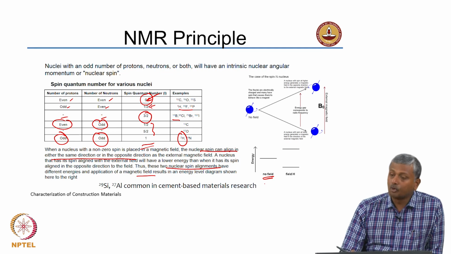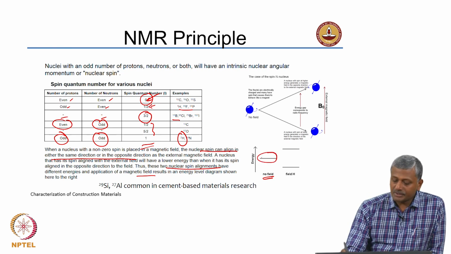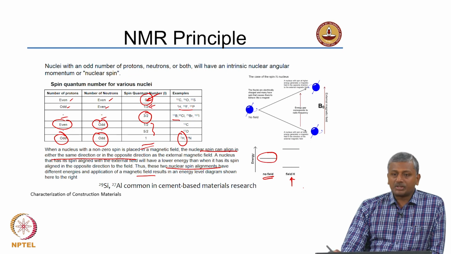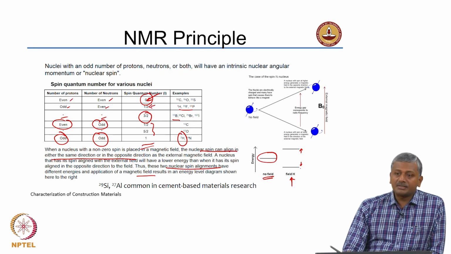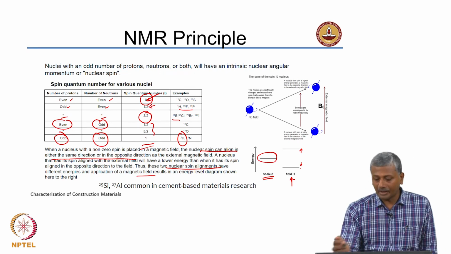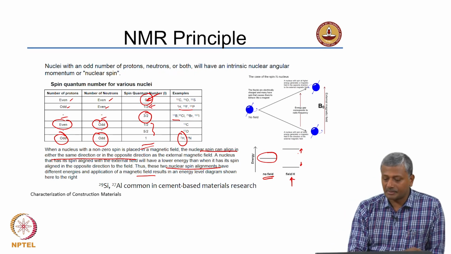For example, when you have no field, you have a certain energy level for your nucleus. When you apply a certain magnetic field of strength H, you could have two states. One is the lower state, which happens when the nucleus spin is in the same direction as the field, and a higher state when the nucleus is spinning in the opposite direction to the magnetic field.